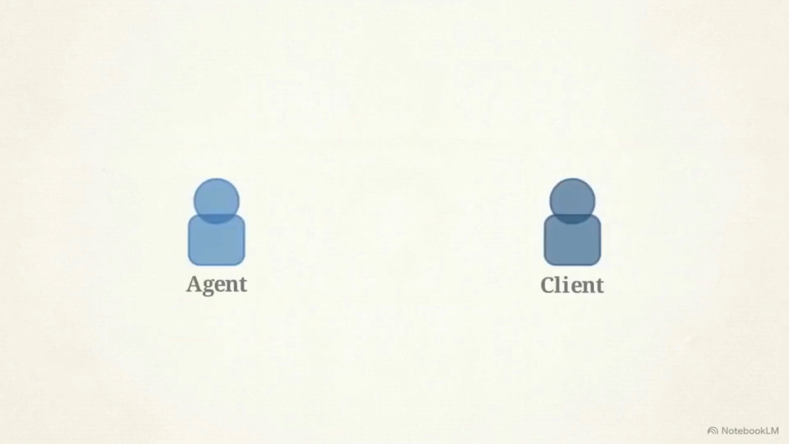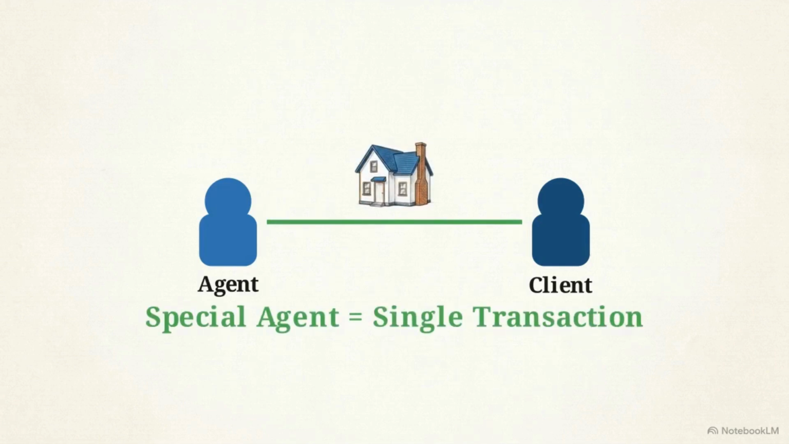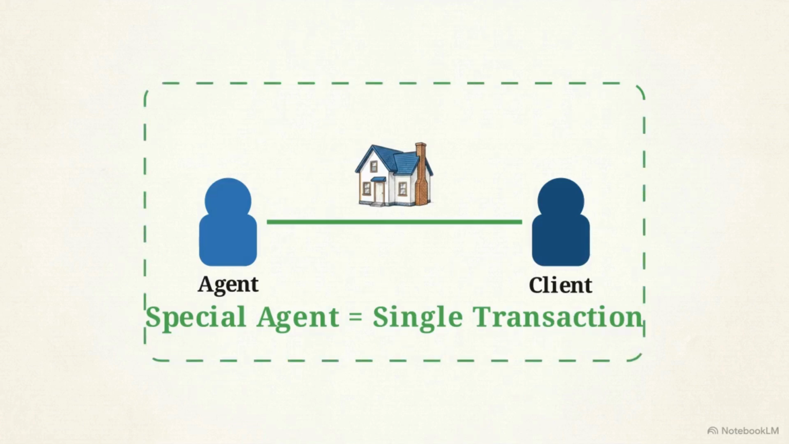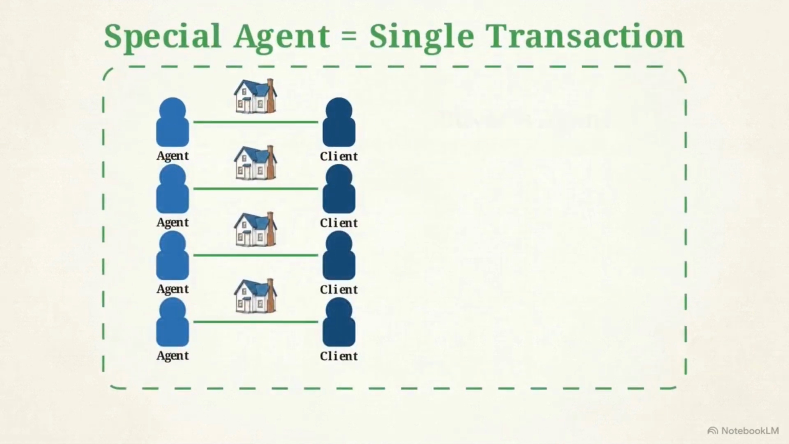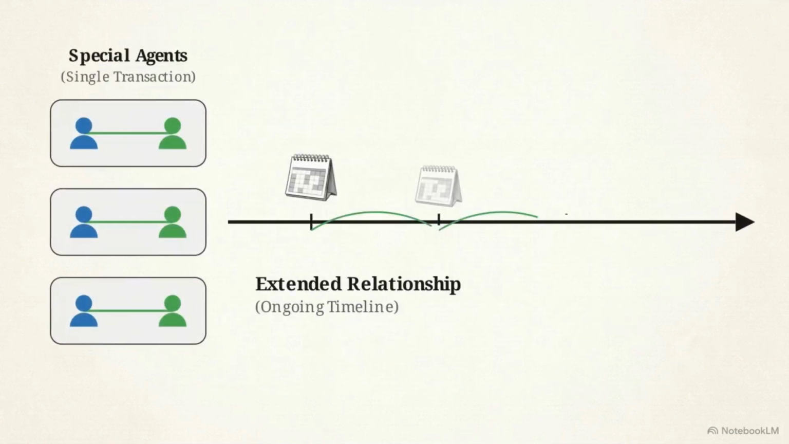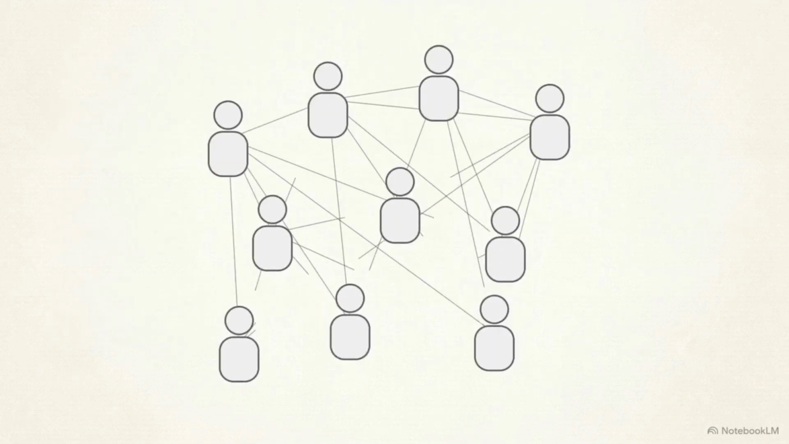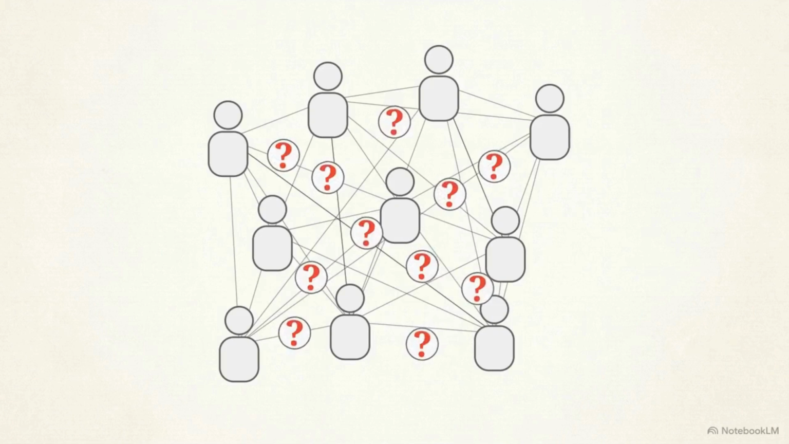This diagram outlines the simplest agency relationship. We have a single agent connected to a single client, hired to achieve one specific goal. Because this is restricted to a one-and-done transaction, they are a special agent. This classification applies equally to a buyer's agent, seller's agent, tenant's agent, and landlord's agent. While this baseline is clear, exam scenarios often introduce variables like extended timelines or additional parties to test your ability to distinguish between different agency levels.